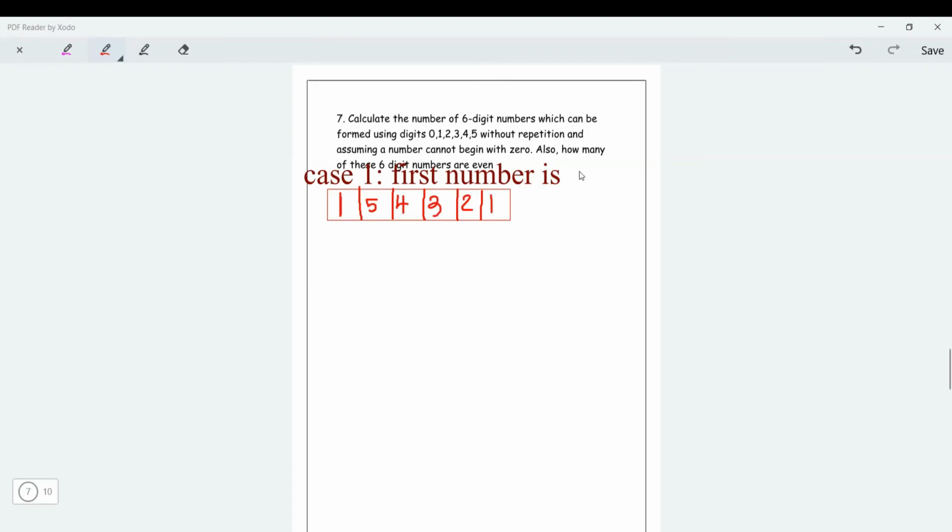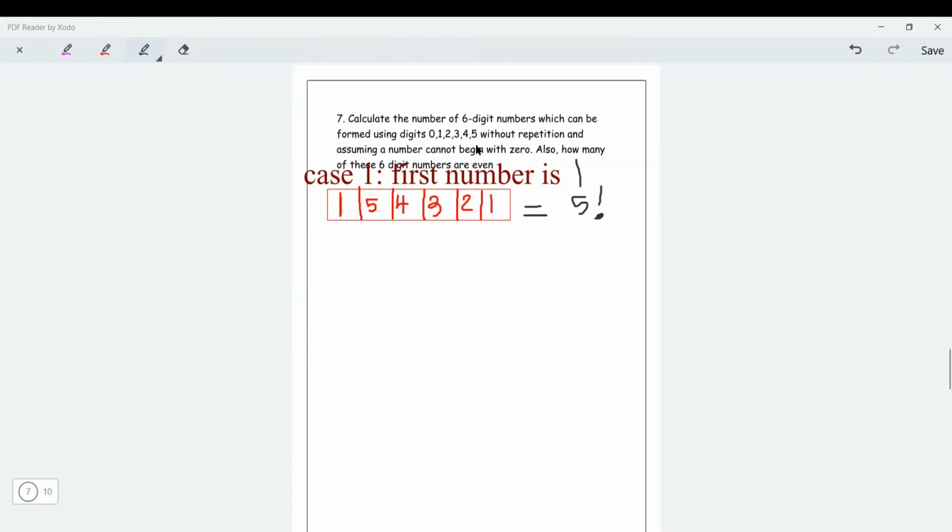Now that might sound confusing. If the first number is 1, then what we're left with is 0, 2, 3, 4, and 5. So any of those can go right here: 0, 2, 3, 4, or 5. That's where the 5 comes from. When you choose one of these, you have 4, then when you choose another, 3, then another 2, then another 1. So that's all the ways if we started with the number 1. How many does this work out to be? 1 times 5 factorial. There are 5 factorial ways.